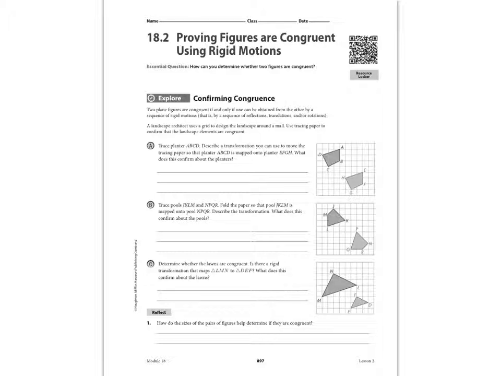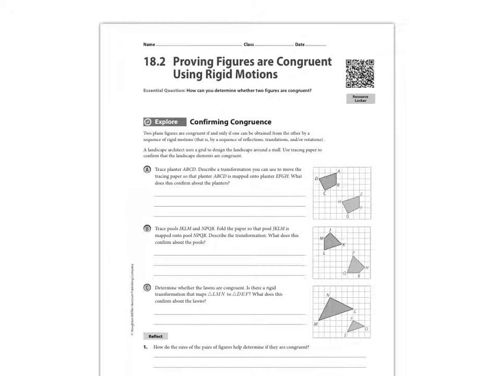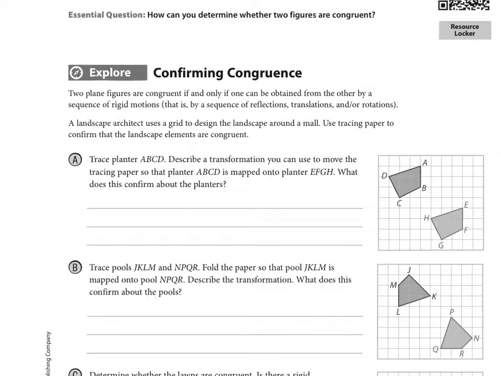Hi there, let's take a look at lesson 18.2, which is proving figures are congruent using rigid motions. Rigid motions is something that we've been working on last lesson and also in the last module, module 17. So remember that the rigid motions include three types of transformations, and those are reflections, translations, and rotations.